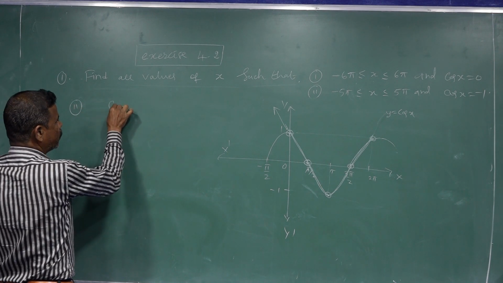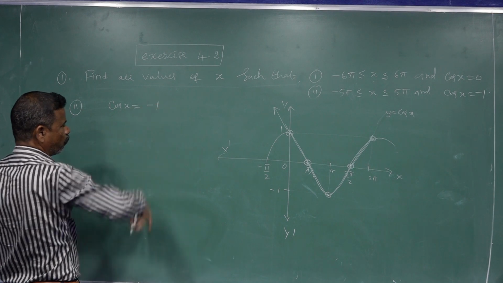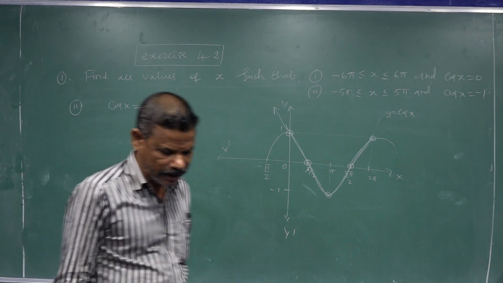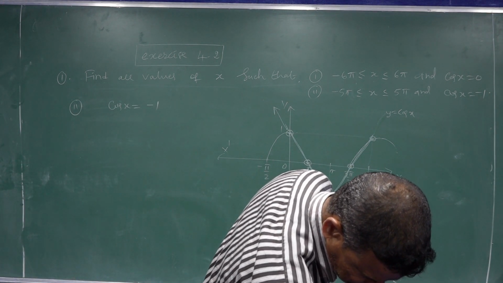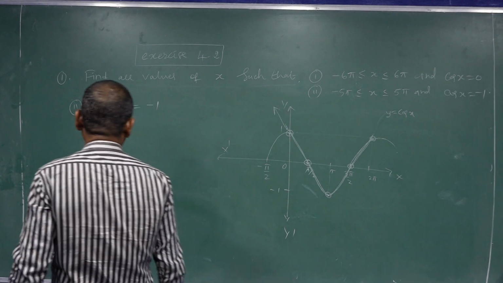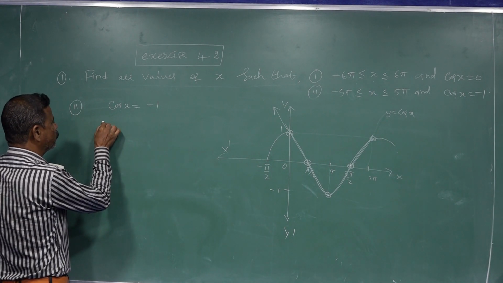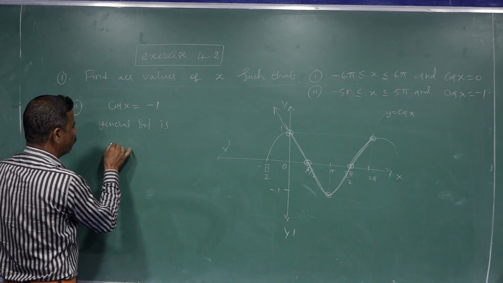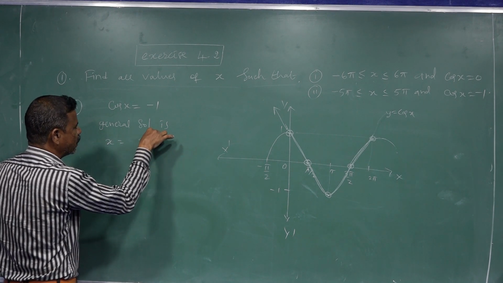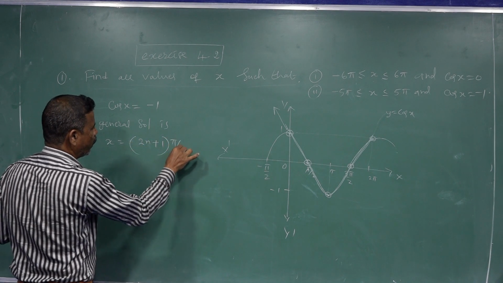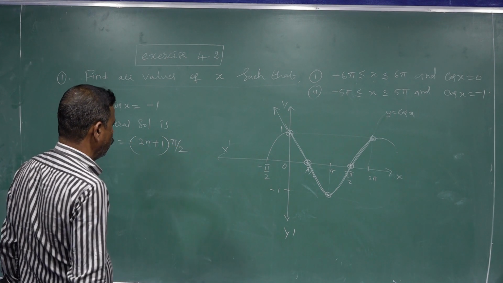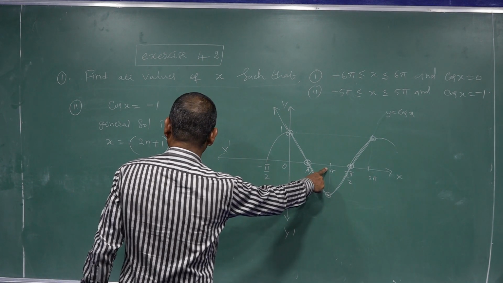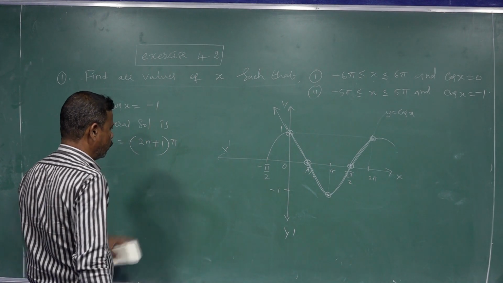what given? cos x is equal to minus 1. Minus 1 where we get? For this general solution is x is equal to 2n plus 1 into π, suppose. To consider minus 1 where only π, cos 180. This is not coming. You check only π, 1 π.